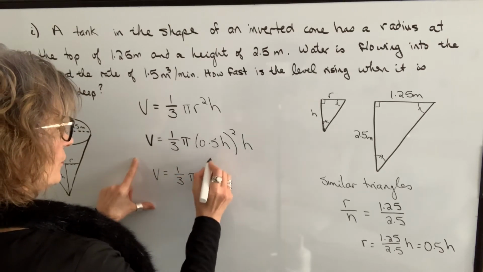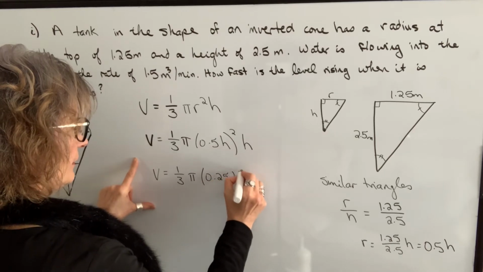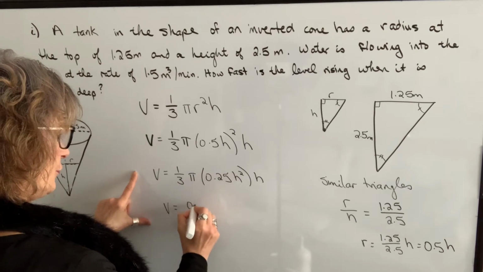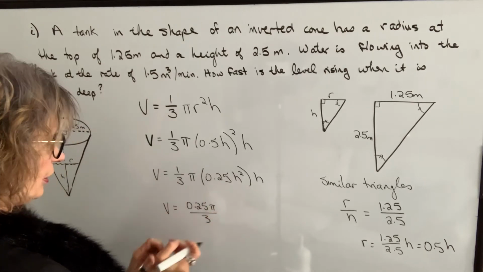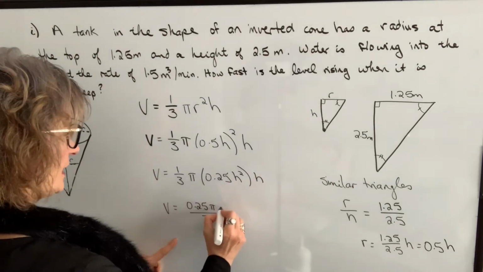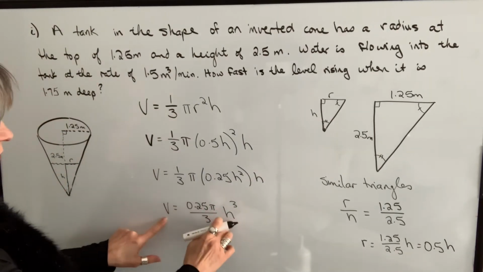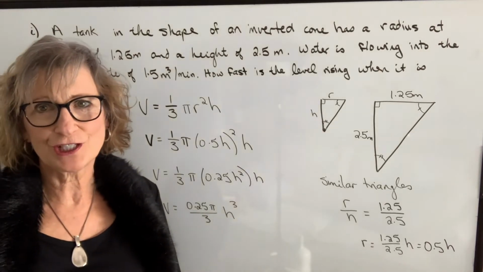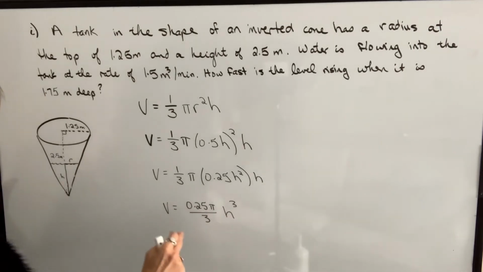So 0.5 squared is 0.25h squared. And then I can clean that up. It will be 0.25 pi over 3. I'll just keep the constant part together. h squared times h is h cubed. Now I have volume in terms of just one variable, which is going to work because I only have one time rate of change.